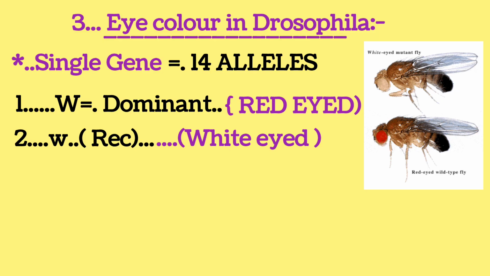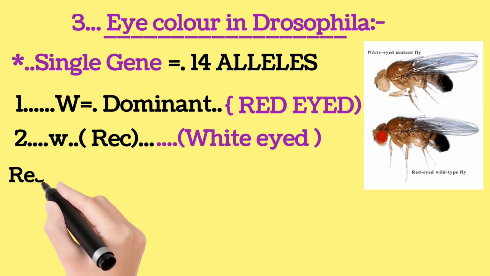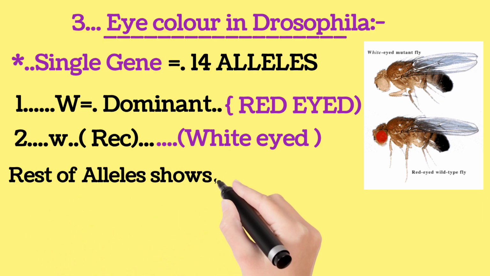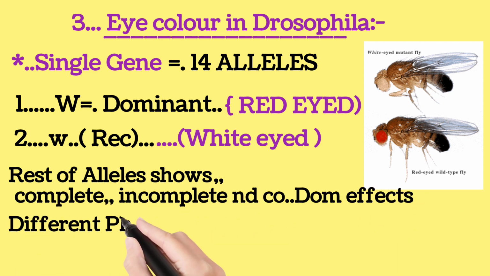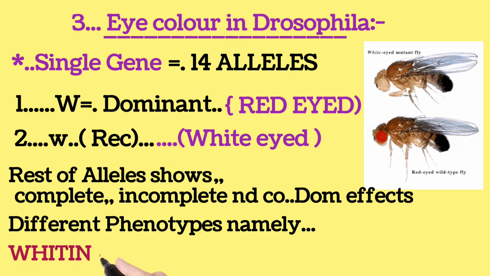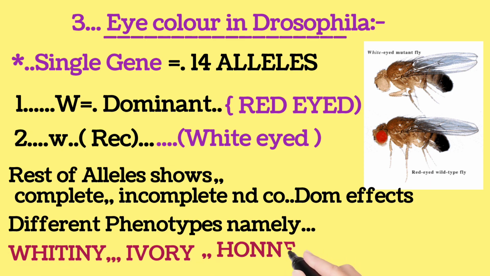Now the rest of the alleles lie between dominant and recessive. They interact by different means to show complete, incomplete and codominance. They control different phenotypes like whitish, ivory and horny types of Drosophila. Dear friends, it was all about the multiple allelism topic.